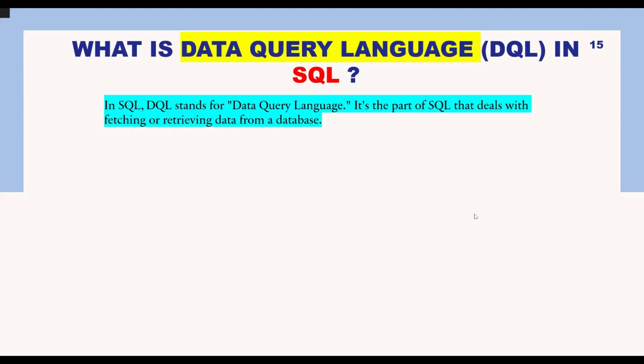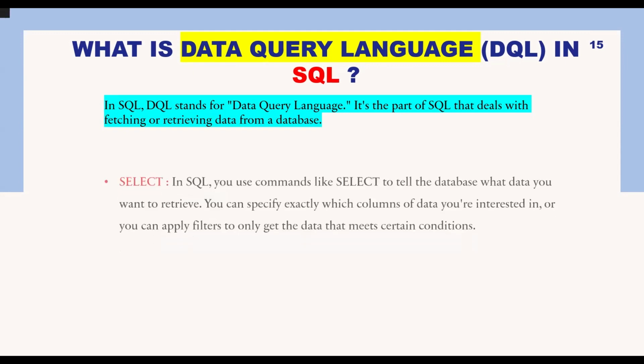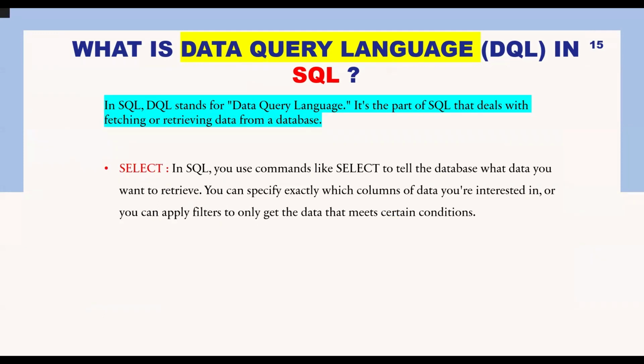Now let's talk about what is DQL, right? In SQL, DQL stands for Data Query Language. It is the part of SQL that deals with fetching or retrieving data from a database. It simply means that whenever you are trying to retrieve data from our database, we simply use a DQL command. Just close your eyes, what command will you use to retrieve the data? That should be the DQL command, right?